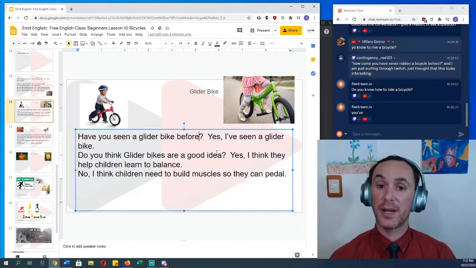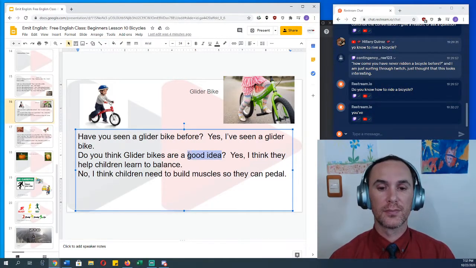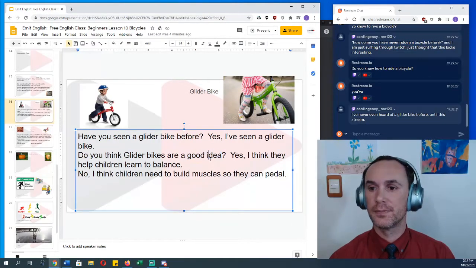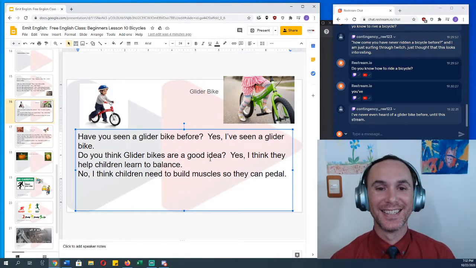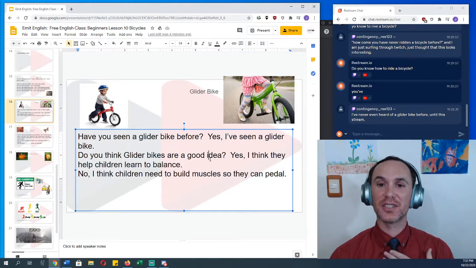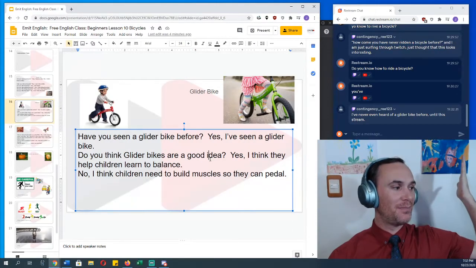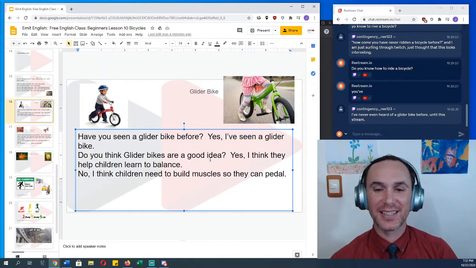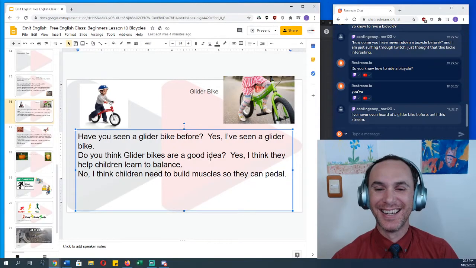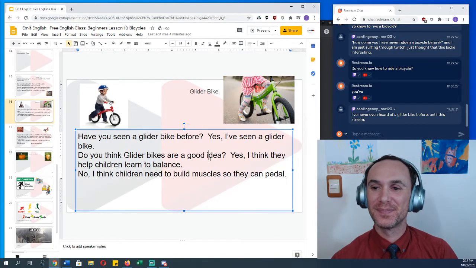Do you think glider bikes are a good idea? This is a good way to ask what somebody thinks. Ah, very good, contingency. Very good. I have little children. You can see behind me the pictures from my children. So I probably know about these innovative toys. That's a very good answer to the question.